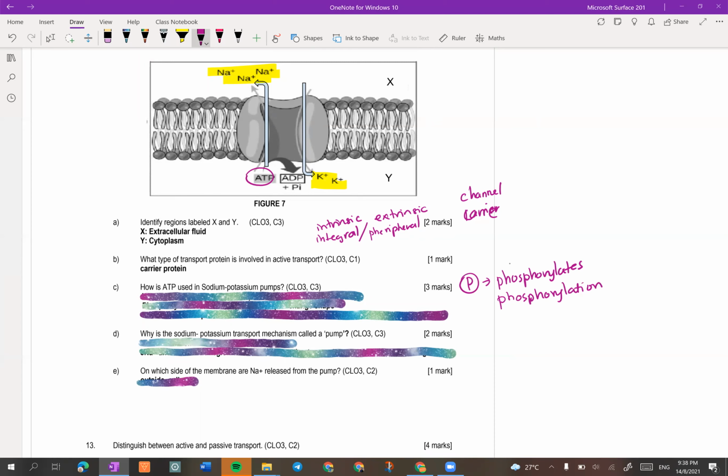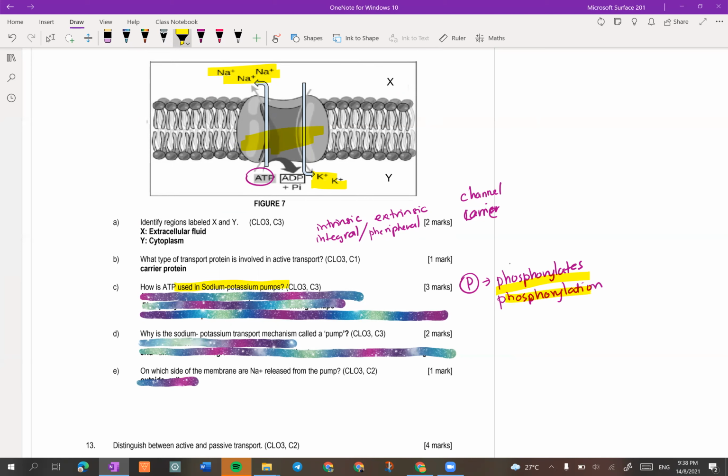ATP akan bagi energy in term of phosphorylates. Awak jangan cakap ATP is used. Dia minta ATP is used kan? Dia bukan minta function of ATP. Dia nak awak bagi tahu secara spesifik macam mana dia digunakan. Okay, so you cakap ATP akan phosphorylate this carrier protein, this sodium potassium pump.